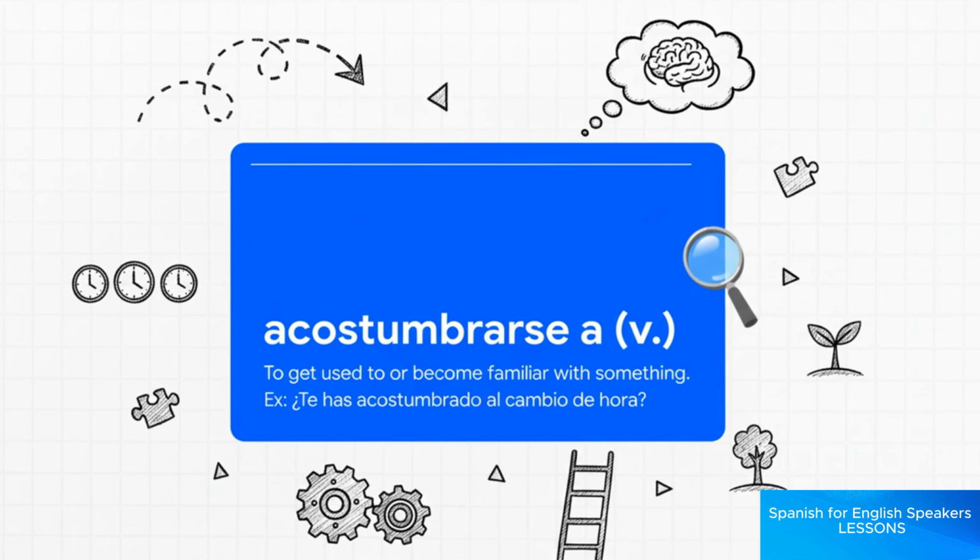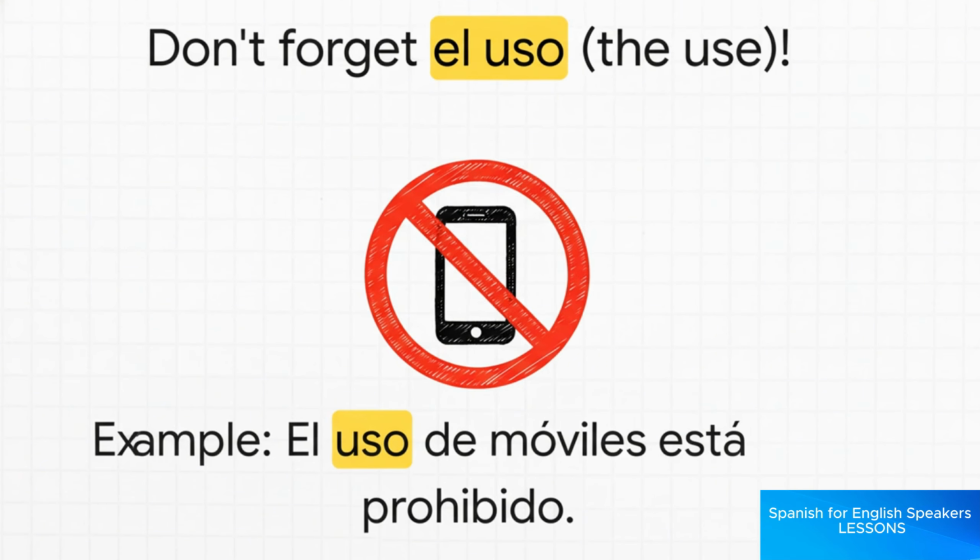But what about when you want to talk about the process of getting used to something? Now, this can be a little trap for English speakers because we use the word use in that phrase. But in Spanish, you need a totally different verb, the reflexive verb acostumbrarse. And finally, let's not forget the noun form, el uso. This is what you'll see for rules, instructions, and just talking about the general application of something. Just like in this sign, the use of cell phones is prohibited.